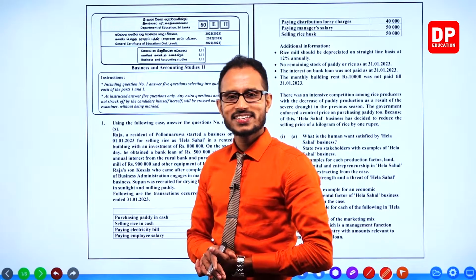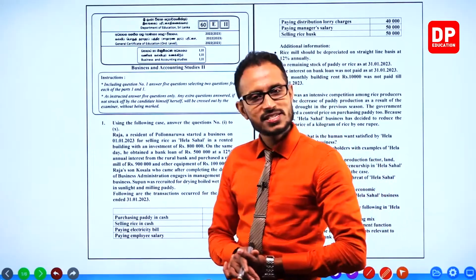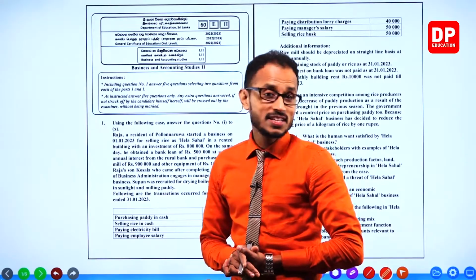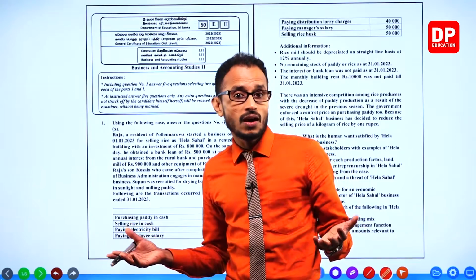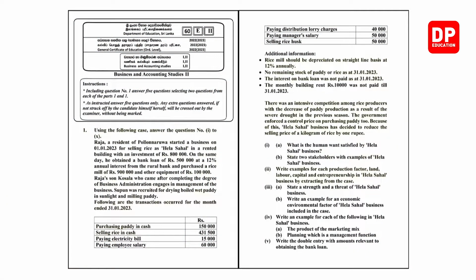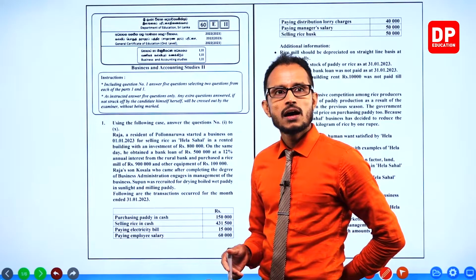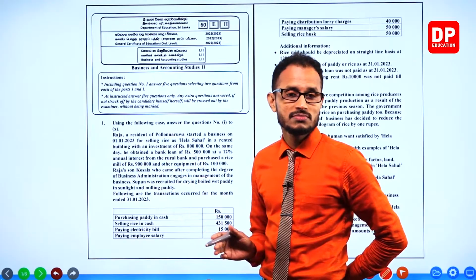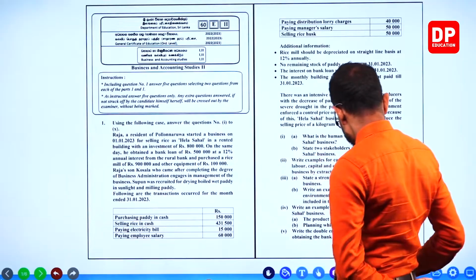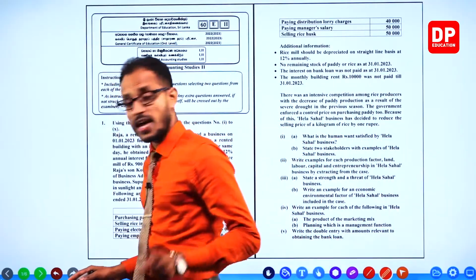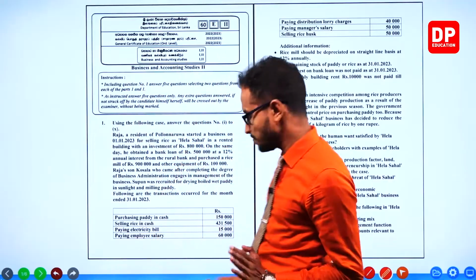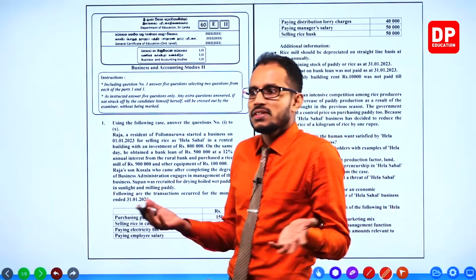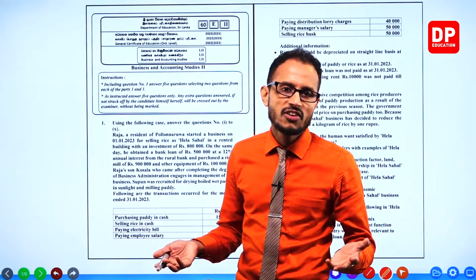Hello, we are back with this paper. What is this paper now? This is the 2022-2023 paper. Our subject is business and accounting, paper 2. This is the paper that you can find. Of course, this is the latest paper you can find.